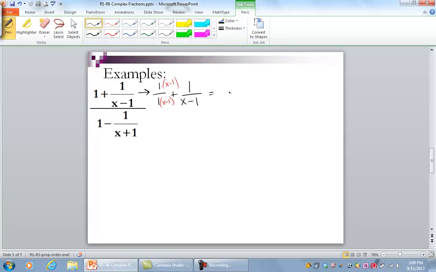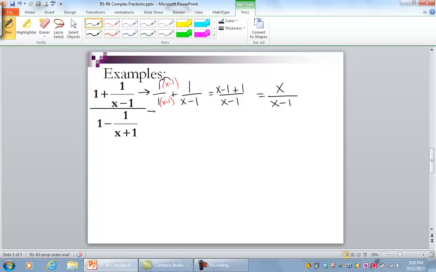Okay, so my numerator, first of all, now they have the same denominator, so that denominator stays. But the numerator is just going to be, if you distribute the 1, it doesn't do anything, so x minus 1 and then plus 1, because of this plus 1 right here. And the 1's cancel on the top, which is good. x minus 1 plus 1 is just x. And the denominator stays x minus 1. Okay? There is the simplified numerator.